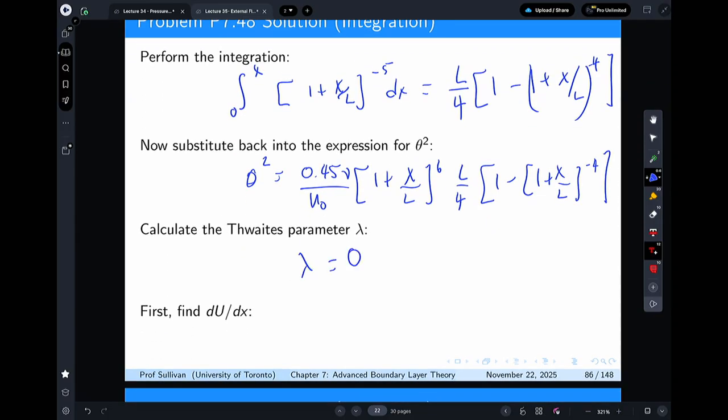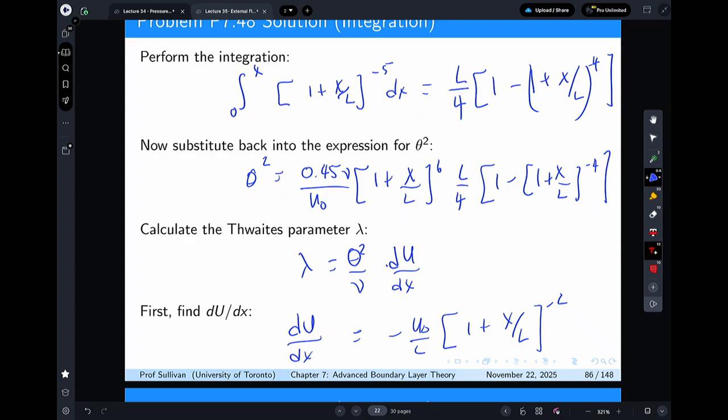Compute the Thwaites parameter, and you also have to calculate du/dx. And you have everything you need. And again, out of all of the tools I've used online, I think Wolfram Alpha is absolutely amazing. So it's a for-what-it's-worth kind of comment.